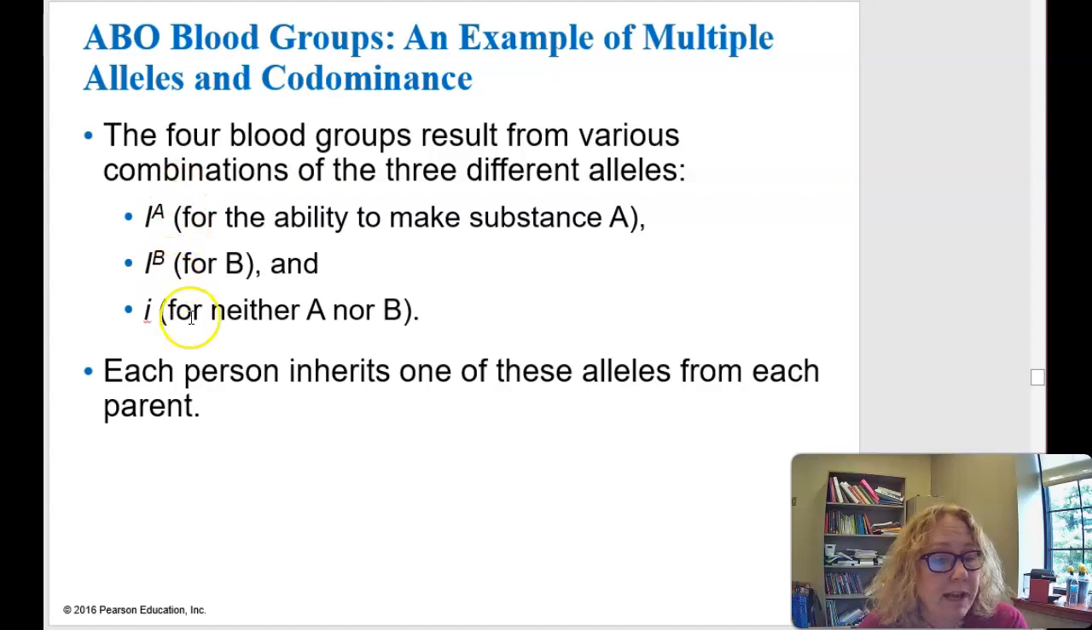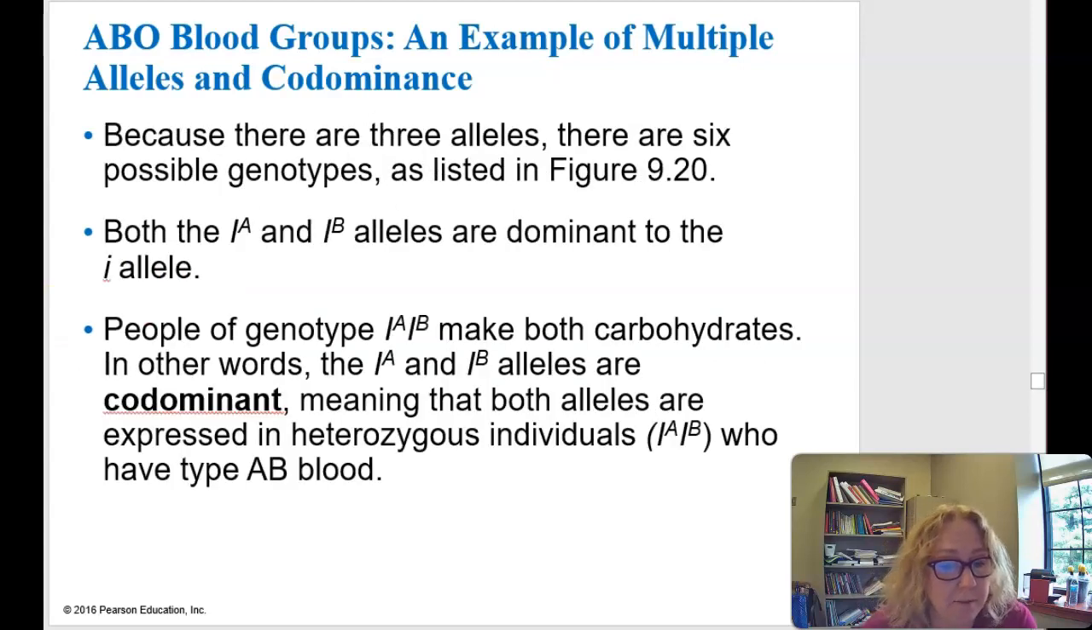So there's A, B, and I, which we call O because it's neither A nor B. And you inherit one of these from each of your parents. Because there are 3 alleles involved, there are 6 possible genotypes, and we'll look at that in a minute. Both the A and B alleles are dominant to the I. So if you have one of these A and one of these I, you're going to express A. If you have a B and an I, you're going to express B.